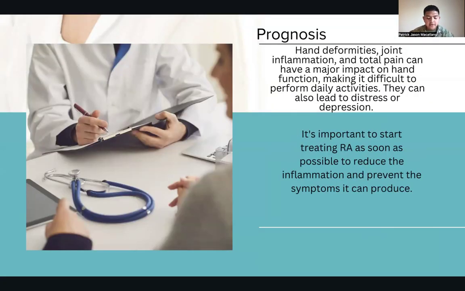Prognosis. Hand deformities, joint inflammation, and total pain can have a major impact on hand function, making it difficult to perform daily activities. They can also lead to distress or depression. It is essential to start treating RA as soon as possible to reduce the inflammation and prevent the symptoms it can produce.